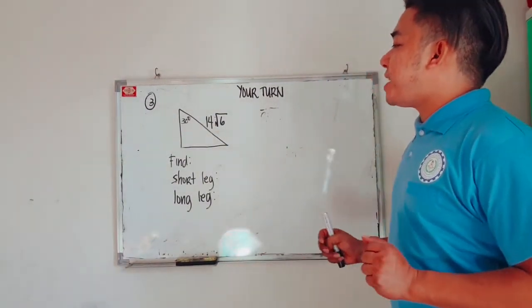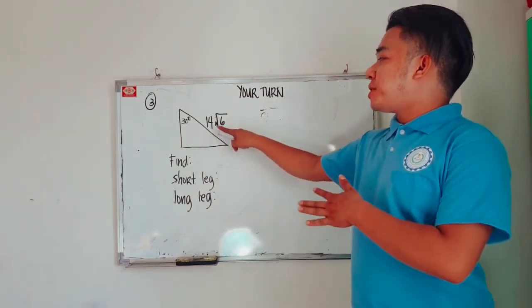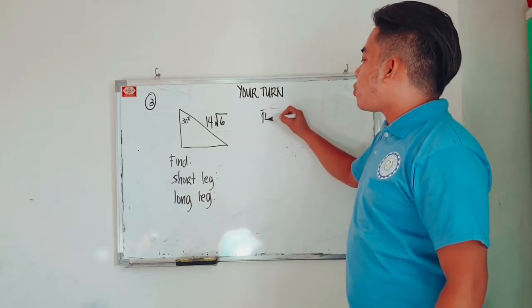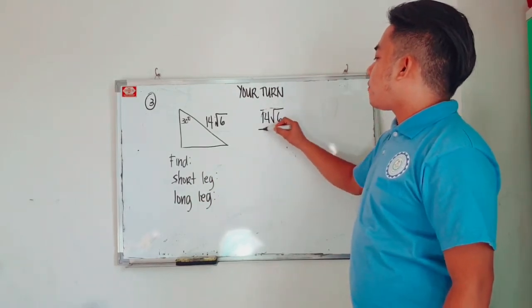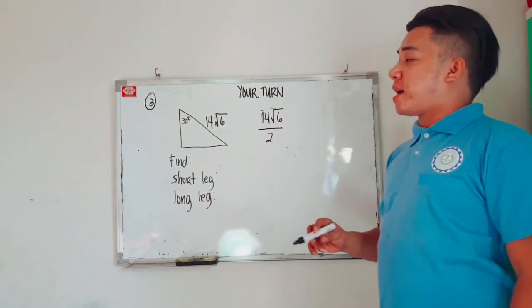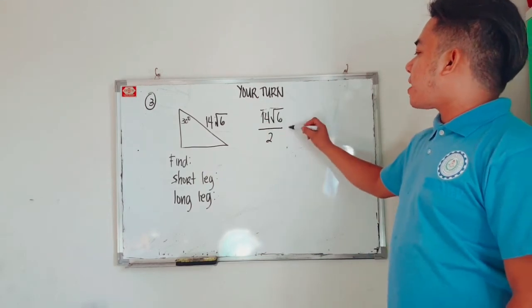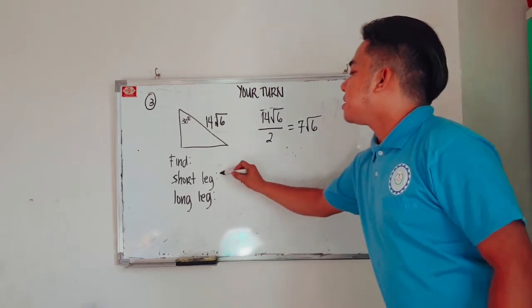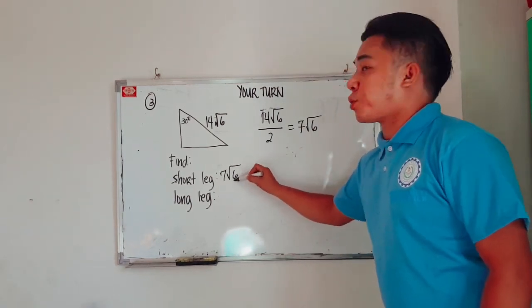In this given, we have the value of the hypotenuse, which is 14 square root of 6. To get the short leg, we are just going to divide it by 2. So 14 square root of 6 divided by 2 is simply 14 divided by 2, which is equal to 7 square root of 6. So that is the value of the short leg.